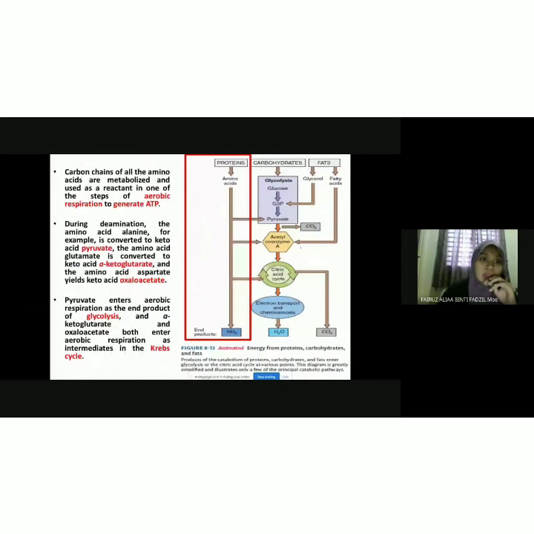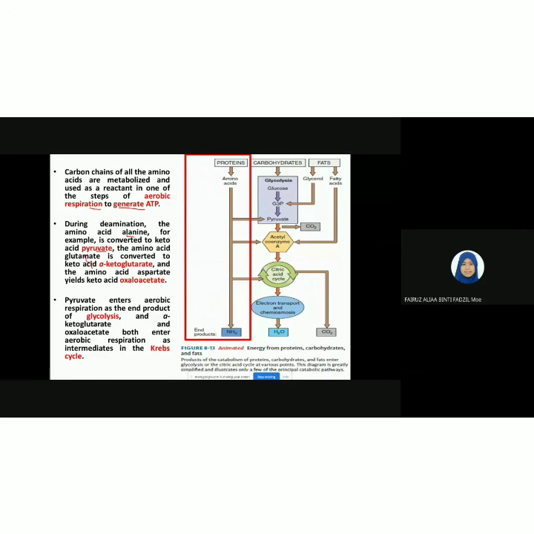So let's read this. The carbon chains of all the amino acids are metabolized and used as reactants in one of the steps of aerobic respiration to generate ATP. During deamination, for example, this is an example only: alanine is converted to pyruvate, glutamate is converted to alpha ketoglutarate, aspartate is converted to oxaloacetate. Then the pyruvate, the alpha ketoglutarate, and the oxaloacetate will enter the cellular respiration.